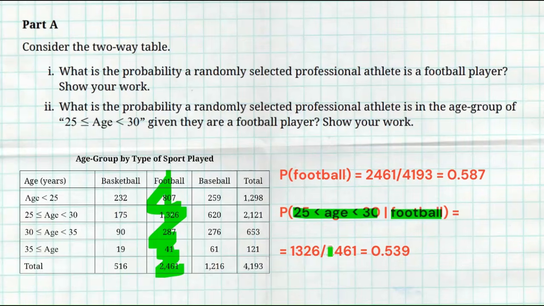So of the 2,461 football players, the conditional probability or conditional proportion formula, my denominator is based on that condition. So of those 2,461 football players, 1,326 of them were in that age group right here, which was 25 to 30. So now if we divide 1,326 divided by 2,461, we get 0.539. So 53.9% of the football players were 25 to 30.